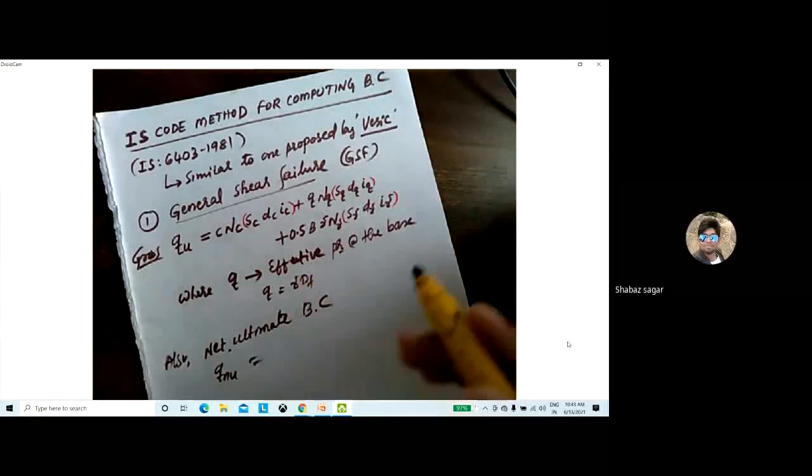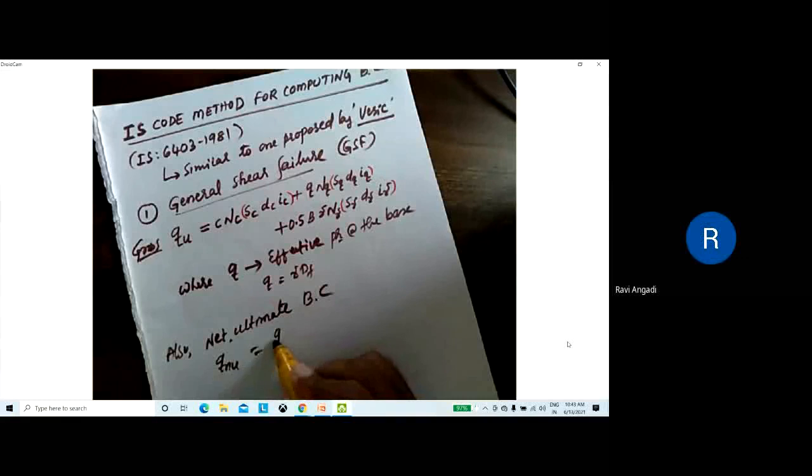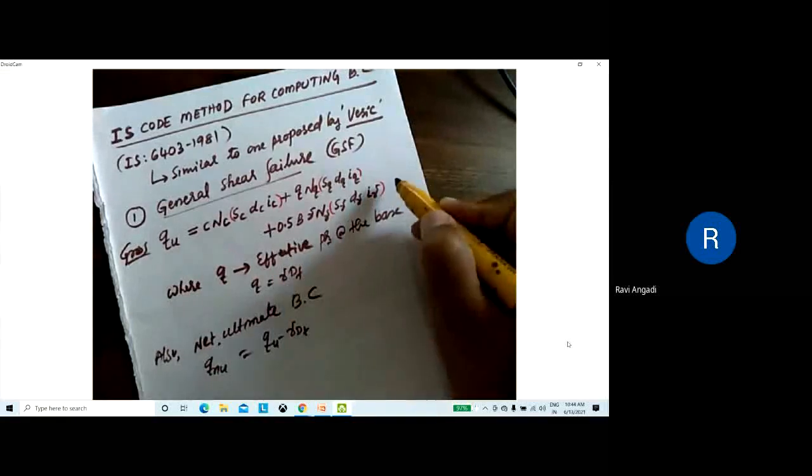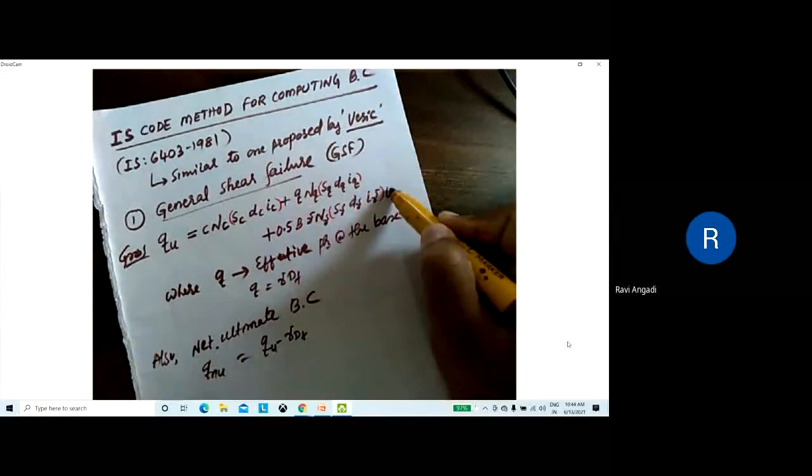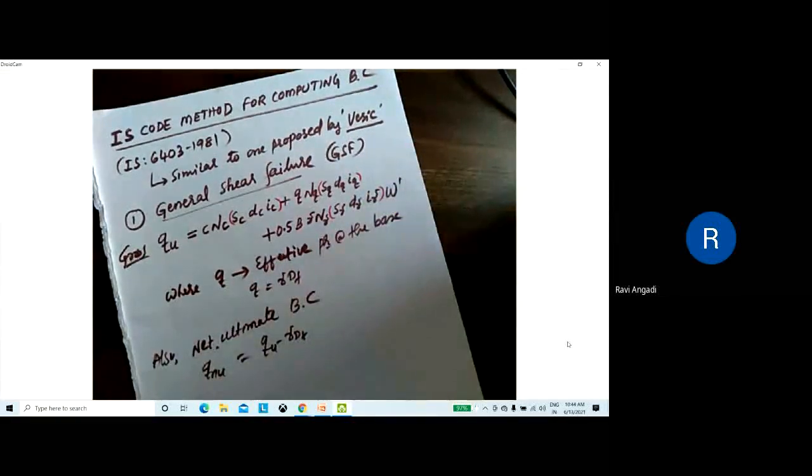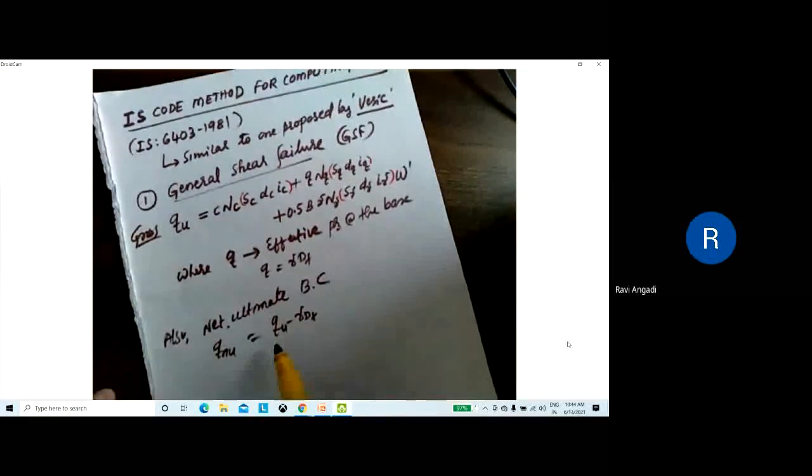Sir, Qu minus gamma into Df. This is the net. And one more term in the IS code, they included the water table effect, W dash, that you included as the last term, water table. So this is the equation for net ultimate.